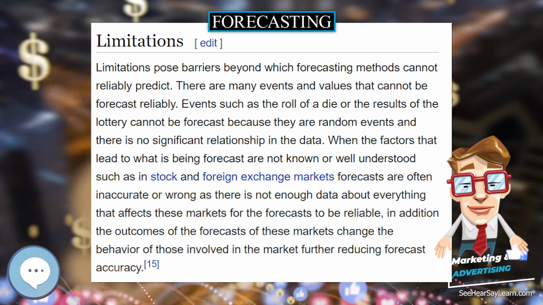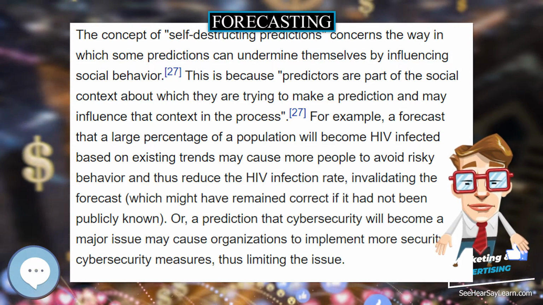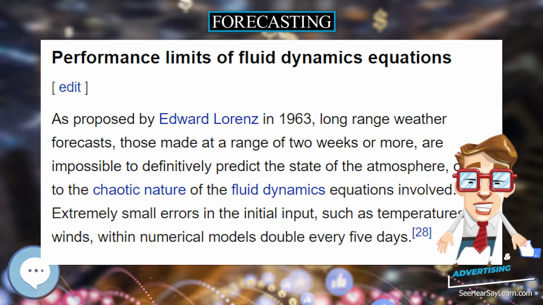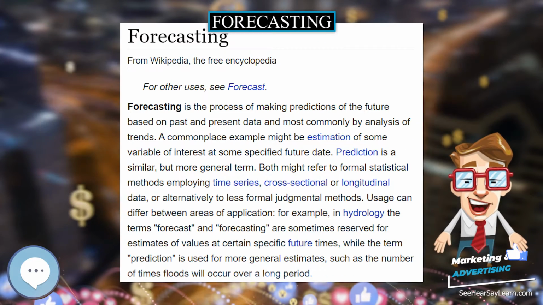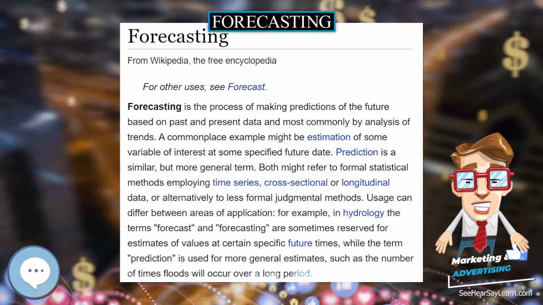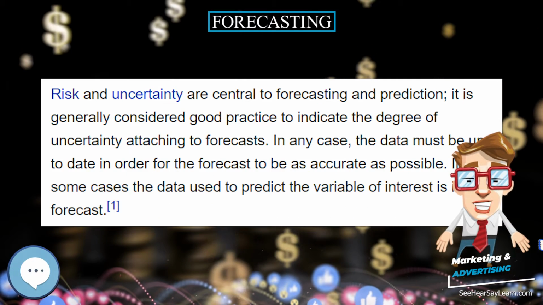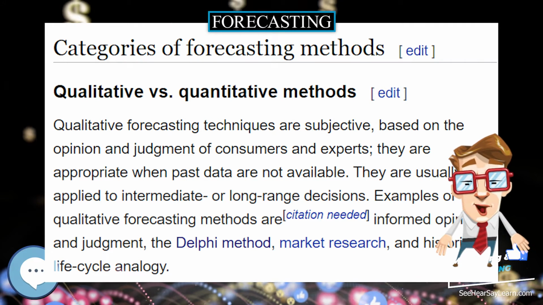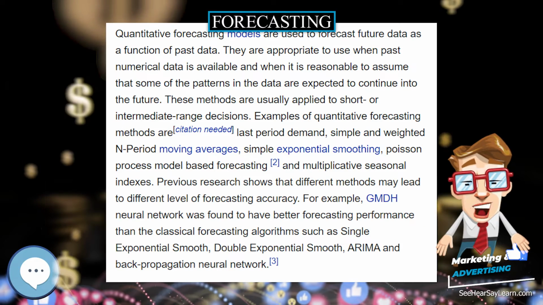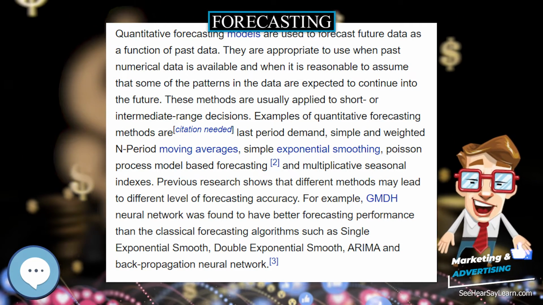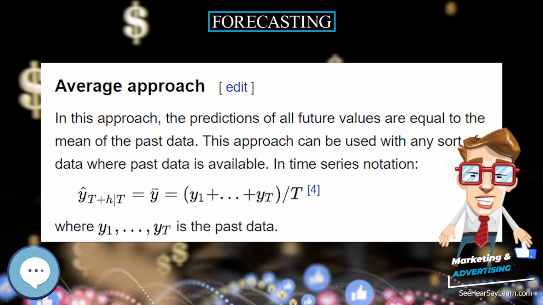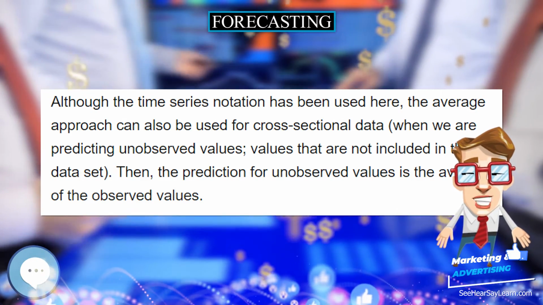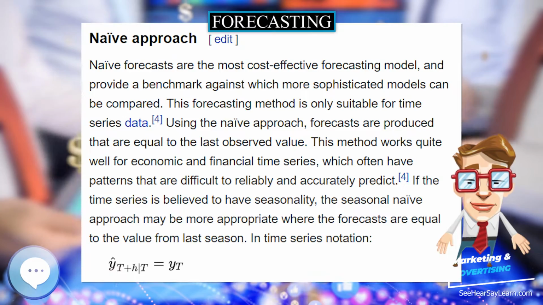Naive approach. Naive forecasts are the most cost-effective forecasting model, and provide a benchmark against which more sophisticated models can be compared. This forecasting method is only suitable for time series data. Using the naive approach, forecasts are produced that are equal to the last observed value. This method works quite well for economic and financial time series, which often have patterns that are difficult to reliably and accurately predict. If the time series is believed to have seasonality, the seasonal naive approach may be more appropriate where the forecasts are equal to the value from last season. In time series notation.